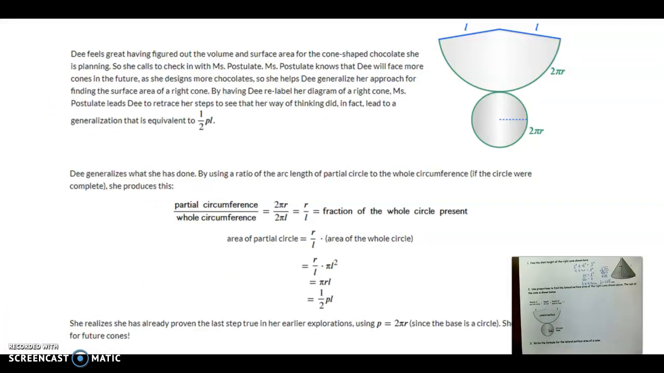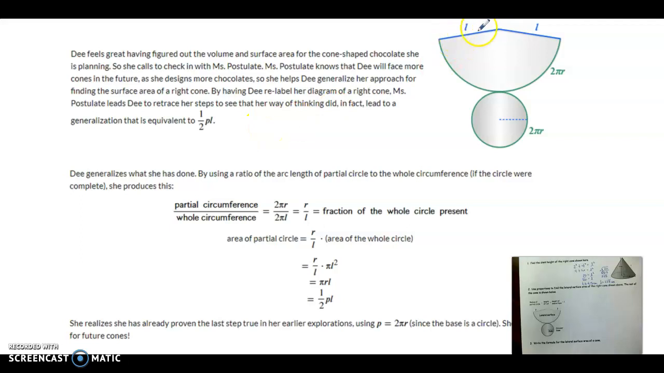So she's feeling great having figured out the volume and surface area for the cone-shaped chocolate that she is planning. So she calls to check with Miss Postulate, and Miss Postulate knows that Dee will face more cones in the future as she designs more chocolates. So she helps Dee generalize her approach for finding the surface area of a right cone, not an oblique, but a right cone. So by having Dee relabel her diagram of a right cone, Miss Postulate leads her to retrace her steps to see that her way of thinking did in fact lead to a generalization that is equivalent to 1/2 the perimeter times the slant height.